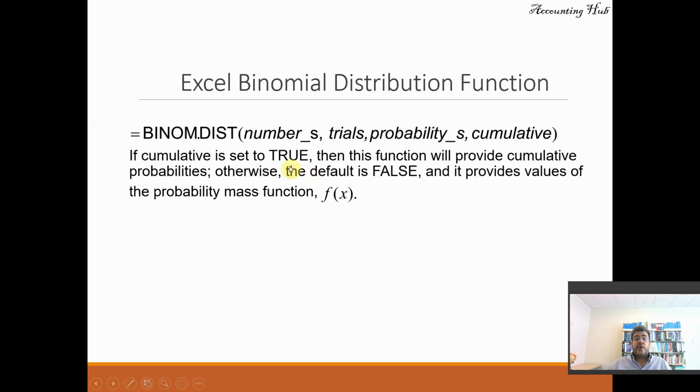And then, what is the difference? This cumulative can be true or false. Cumulative, true. Cumulative probability. So, okay, I have 30 customers going to my store, and what is the probability that at least 10 purchase something? So at least means cumulative. Or what is the probability that exactly 10 customers will purchase it? So it is the false.